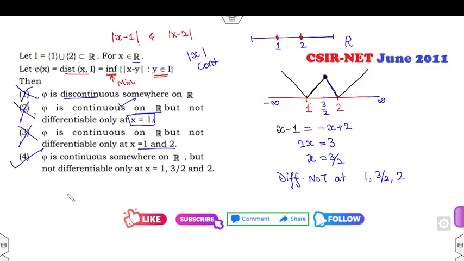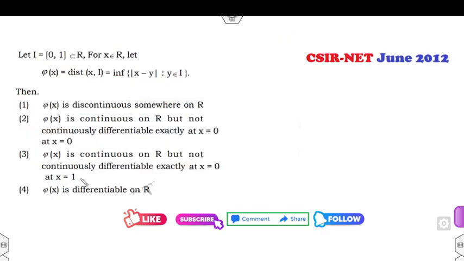This option is cancelled. D is my right answer of this problem. You can see that. Just try to understand this statement very easily. I is a subset of the R. Now you can see this is my R, minus infinity to plus infinity. Now I is my closed interval 0, comma 1.